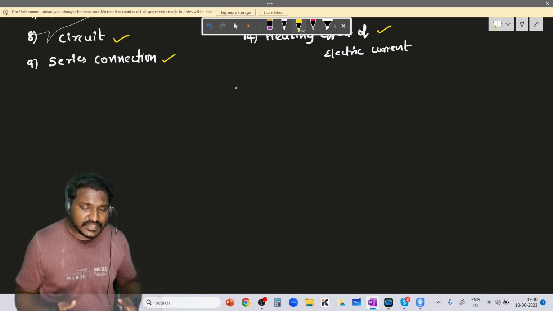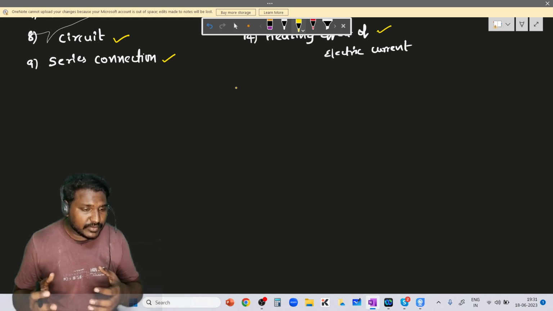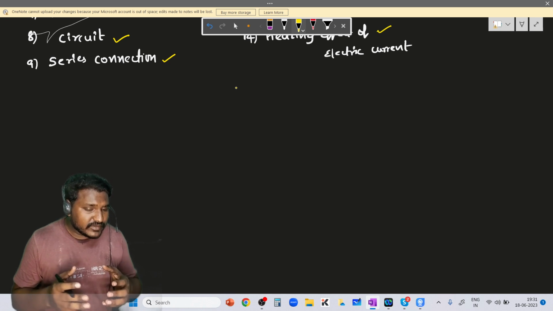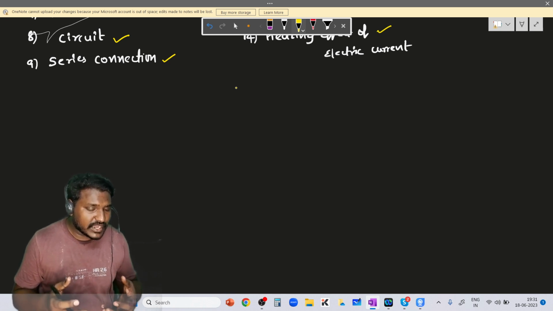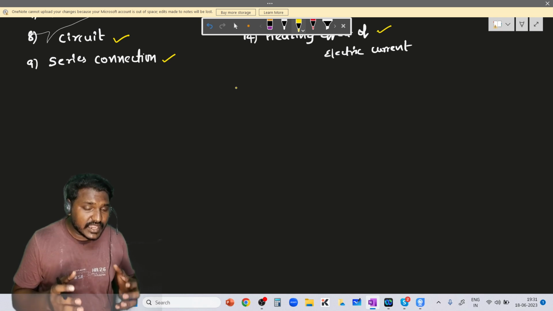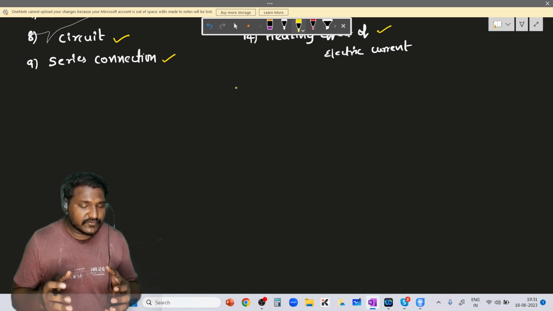And how can an electric current charge a mobile phone? When we use the term charging of a mobile, charging of a laptop, charging of any gadget, that is a very important term. Charging itself will give the definition of current. Current is nothing but flow of charge.